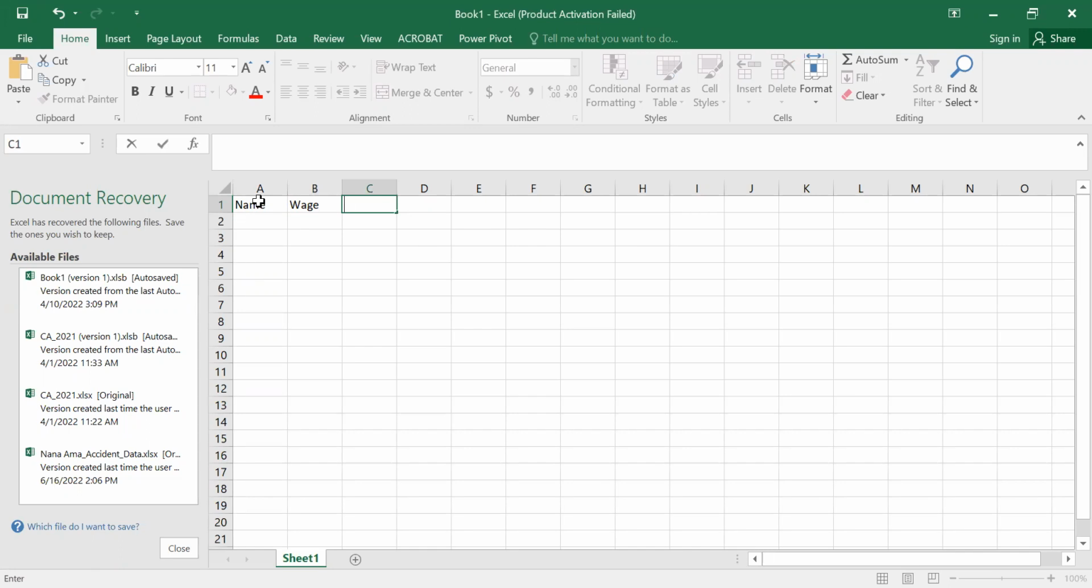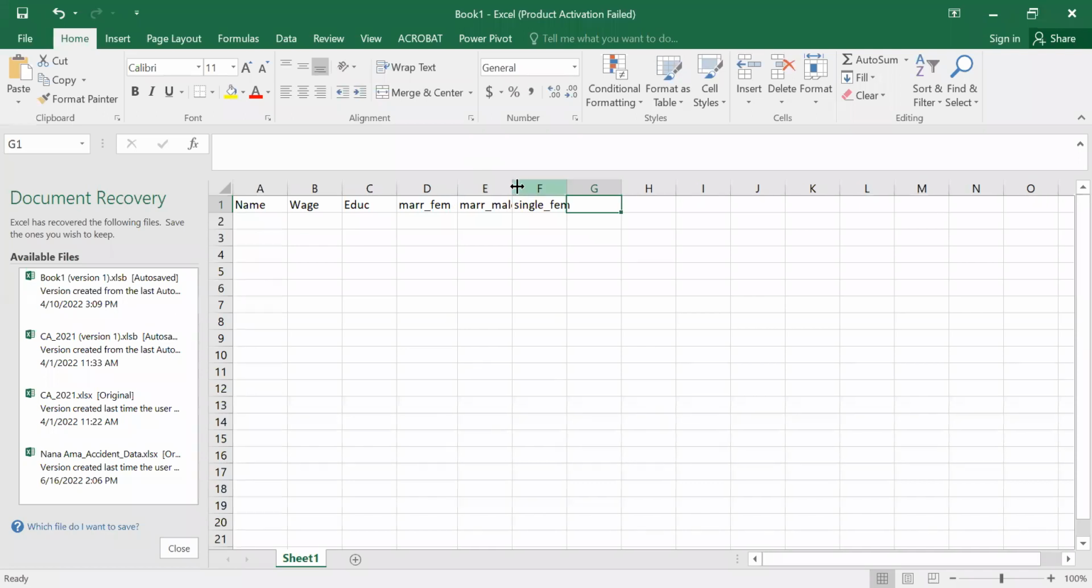The name, the wage, education, then married female, married male, single female. So you leave out one category. In that example, they left out single man.